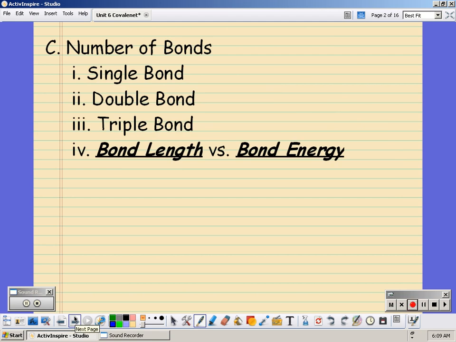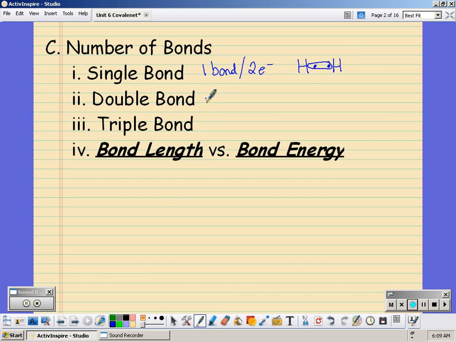Number of bonds. When you have two nonmetals coming together, you can actually form more than one bond between the two atoms. A single bond, you have one bond, which means you're sharing 2 electrons. And that's like in our hydrogen. Hydrogen has 1 electron. It wants 2, so it forms a single bond within itself.